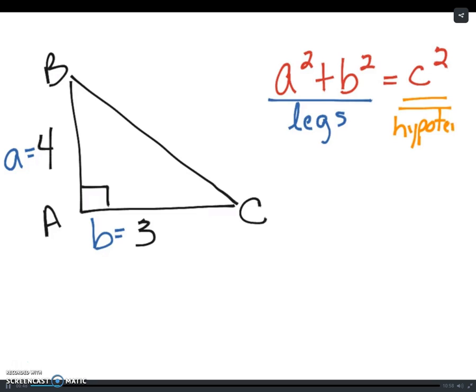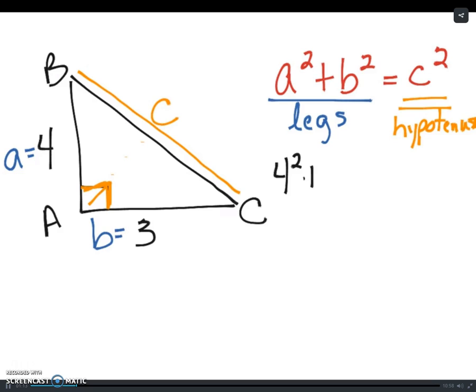Now remember that the hypotenuse is across from the right angle. So you can think of your right angle as being like a little arrow. It's pointing you to the hypotenuse. So you know that this side has to be C. Okay? And we can find any of the three sides of this triangle if we're given the other two. So it doesn't matter which one we're given. We can just plug in our numbers.